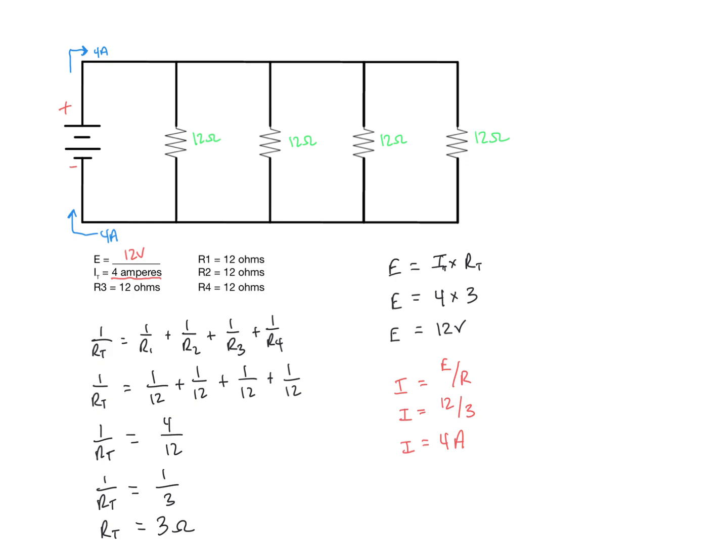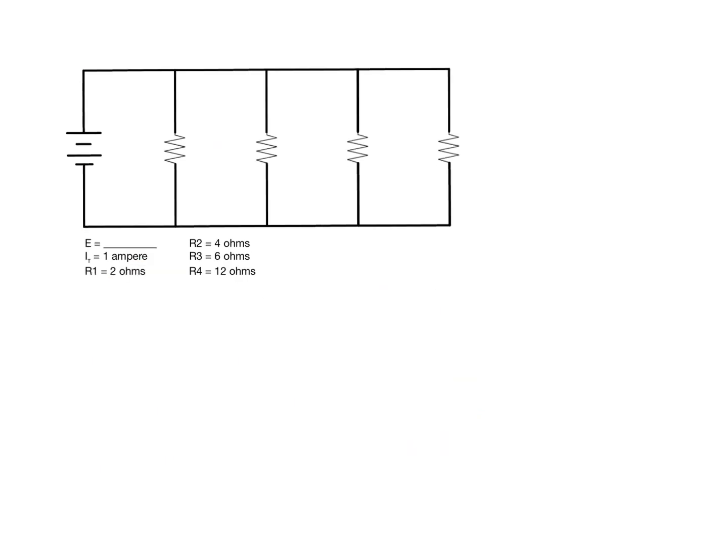All right, let's take a look at number 3. Okay, so in question number 3 here, again, we don't know the voltage, right? So I like to label everything, put my current up here at 1 amp. 1 amp coming back here. And then we've got our resistances, so I'll just plug those in, 2 ohms, 4 ohms, 6 ohms, and 12 ohms.